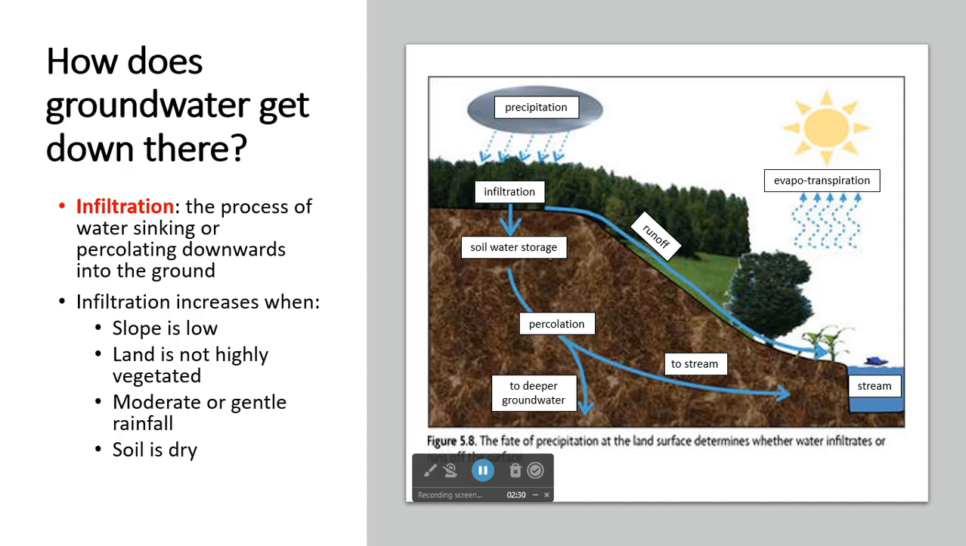It will also increase when there's moderate or gentle rainfall. So very, very fast rains or very, very large rainfalls actually decrease infiltration because the water can't saturate into the ground. So you'll get a lot of surface runoff when there's high precipitation events. And then finally, infiltration also increases when the soil is dry, so when the area is very, very dry.